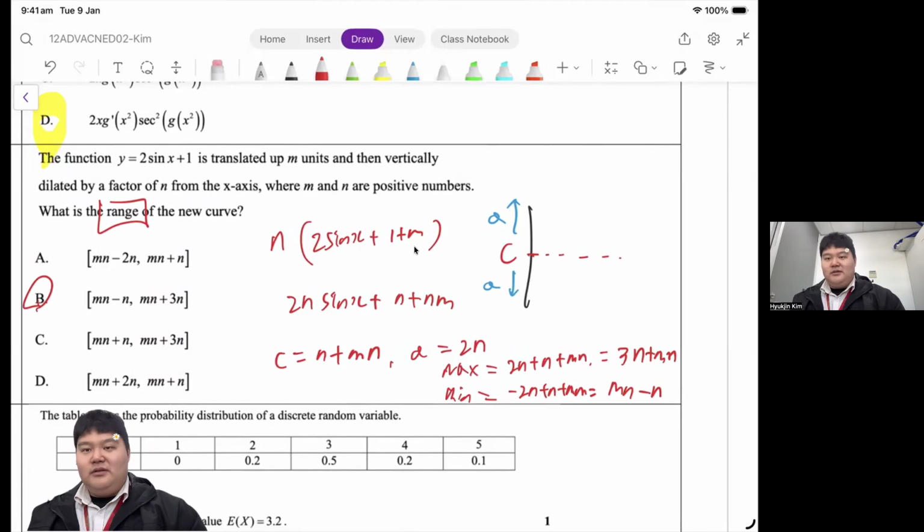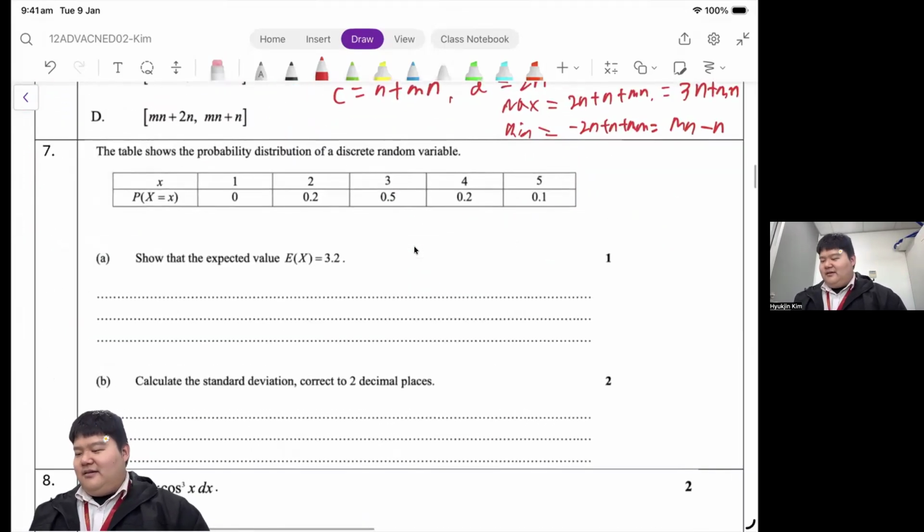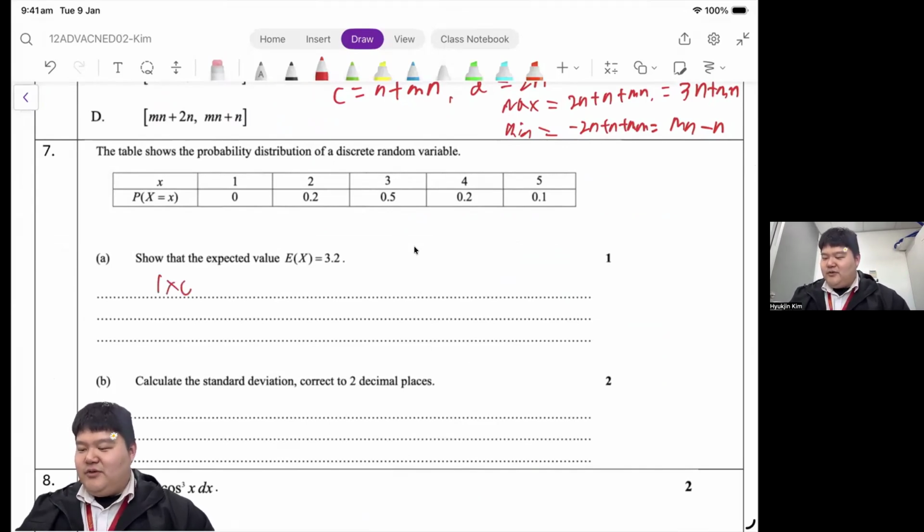And you said you couldn't do it. A lot of you are struggling with standard deviation. Pissed me off. 1 times 0, 2 times 0.2, 3 times 0.5, 4 times 0.2, 5 times 0.1.